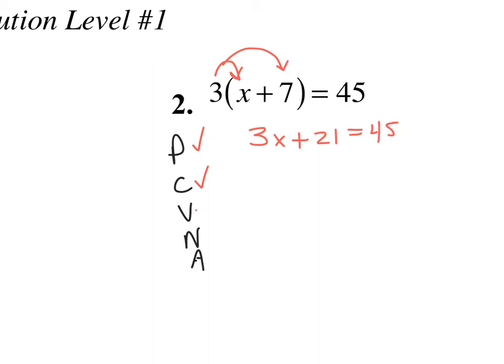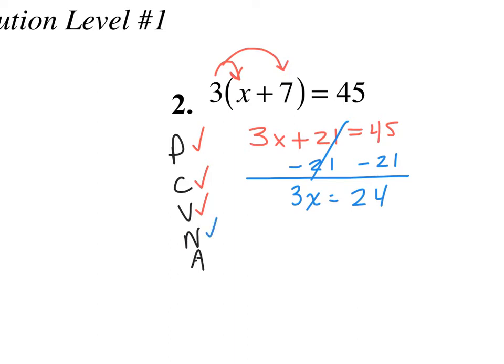Nothing to combine. My variables are already on the left-hand side. I need to get rid of this plus 21. How do I get rid of a plus 21? Yep, I subtract 21 from both sides. The 21s cancel, so I get 3x equals 45 minus 21. 45 minus 21 is 24. And now all my numbers are on the right-hand side, and I've got to get rid of that 3, my attached number, by dividing. So divide by 3. So x equals 8. And that's your final answer.